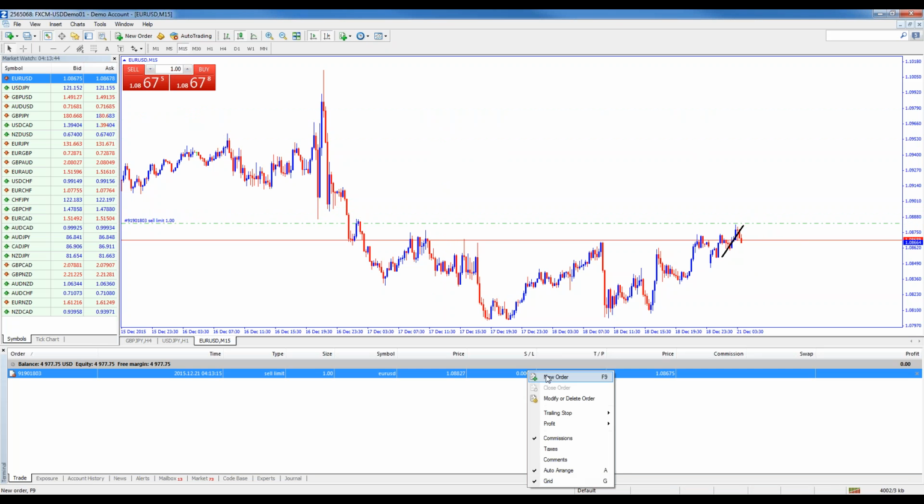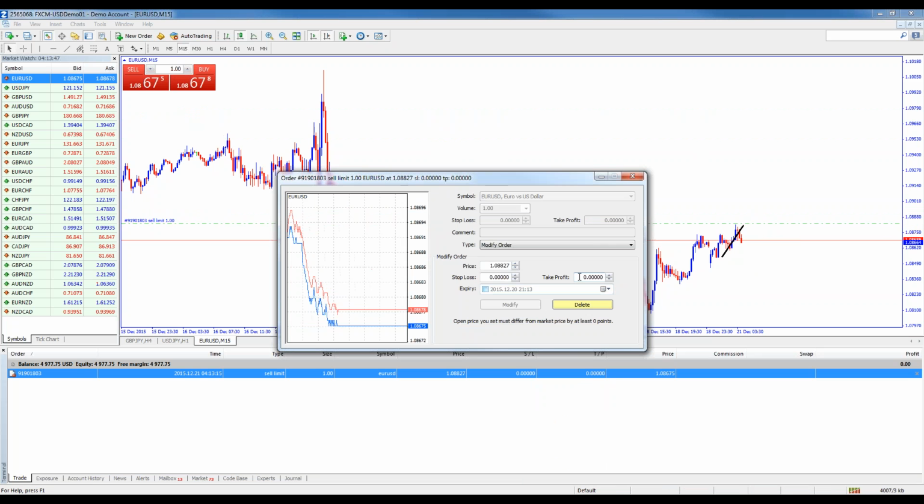That's your sell limit. You modify it, and you put your stop loss at 1.09. And then you take your profit and put it at 1.080.